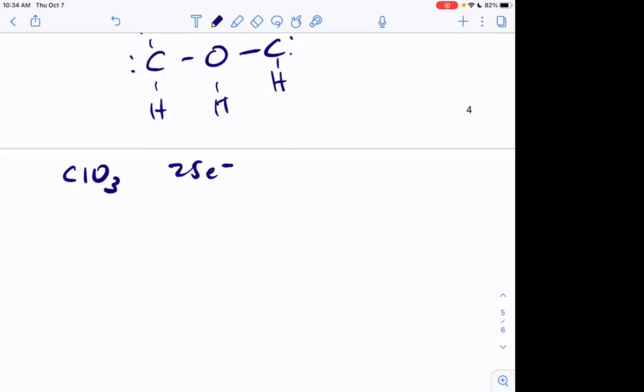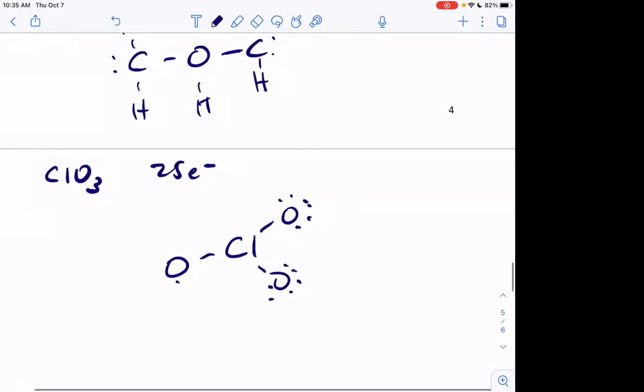Okay, so chlorine with 3 oxygens, right? That's easy enough. We've only got 25 electrons, so we can do 2, 4, 6, 8, and have our 24. And put the 1 there, and it's 25. And we could say we're done. Formal charges on all the oxygens are -1. The formal charge on the chlorine is what, though?